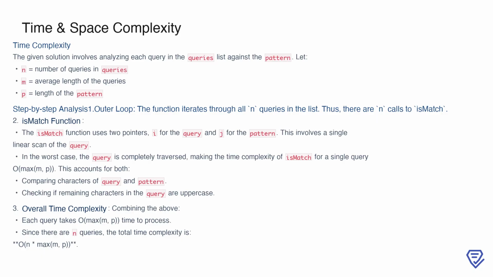In the worst case, this traversal takes O(max(m, p)) time for a single query, as it accounts for both matching the characters of the query with the pattern and verifying any remaining uppercase characters in the query. When we combine this with the outer loop that processes all n queries, the overall time complexity becomes O(n * max(m, p)). This reflects how the solution scales with the number and length of the queries, as well as the length of the pattern.